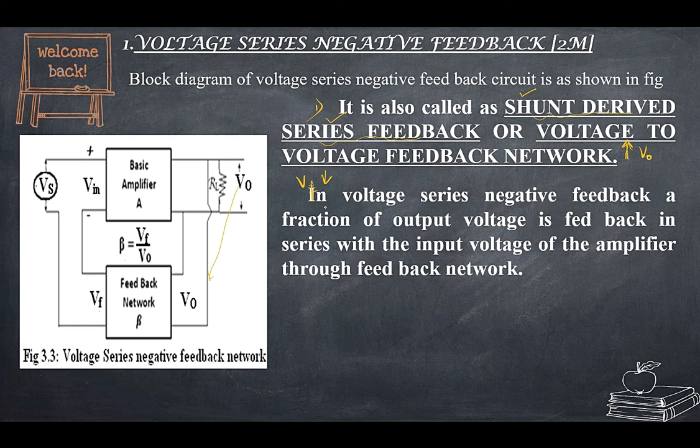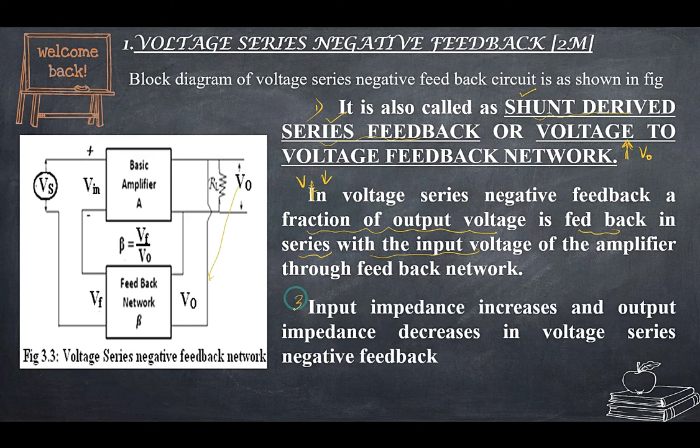Second point is, in voltage series negative feedback, a fraction of output voltage is fed back to the input in series. That is what is mentioned in this also. Then the third and important point is, input impedance increases. Why does input impedance increase? Input impedance is Z in, where Z is the impedance.